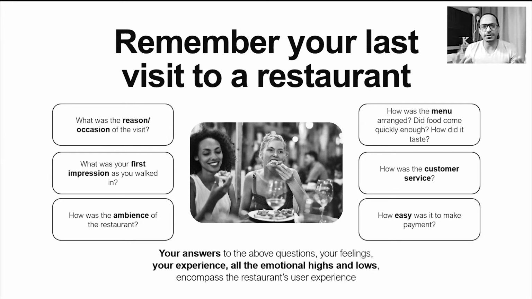You need to think about those things, and also think about when you started ordering, how was the menu, were you able to understand the menu or not, and how much time did it take for the food to arrive, and when you started eating, how was the food, tasty or not tasty, and also in case you had custom requests, whether that request was fulfilled, and at the end, when you made the payment, how easy was it for you to make the payment, and so on.